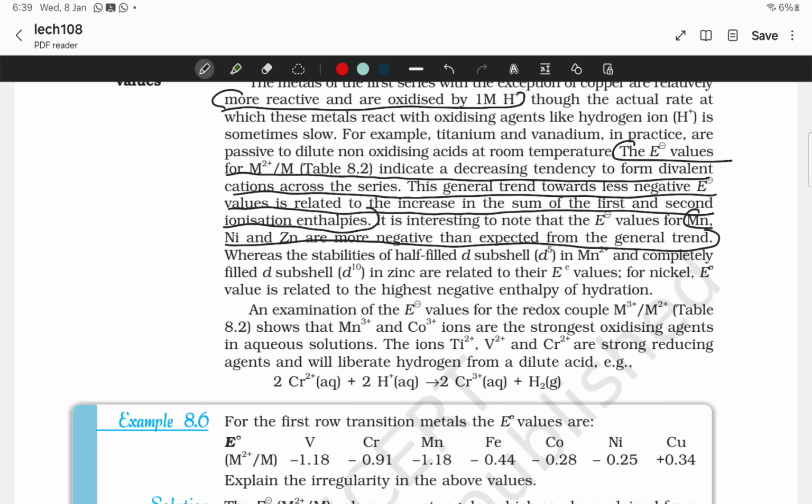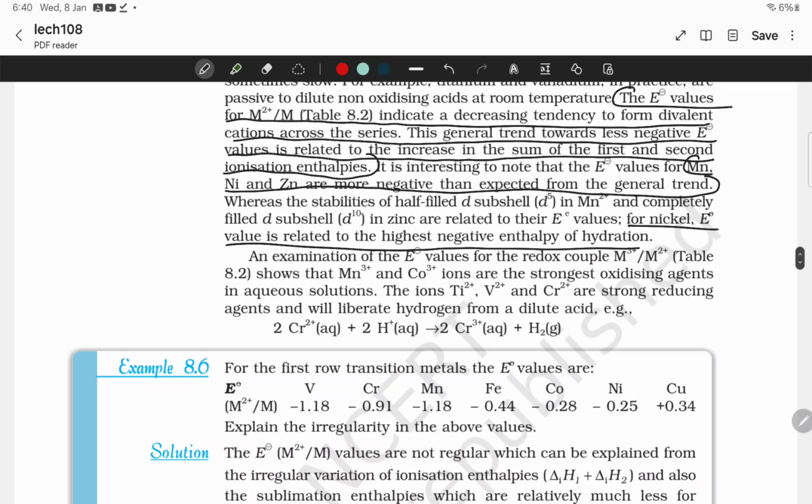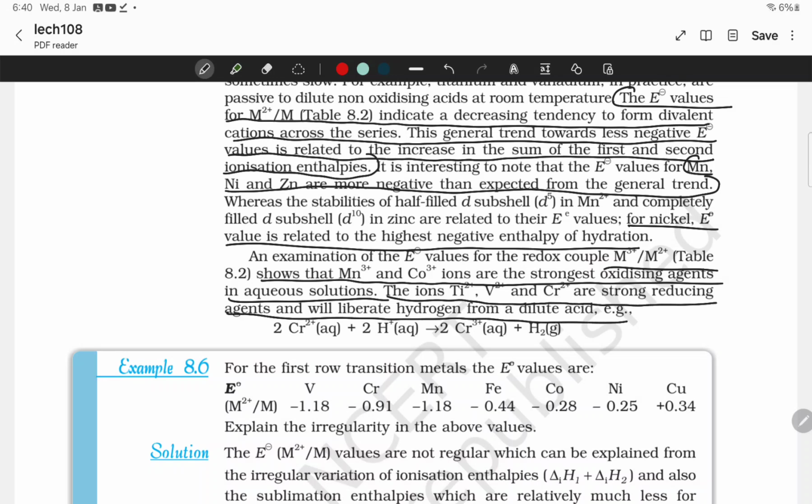The stability of the half-filled d subshell in Mn2+ and the completely filled d10 subshell in zinc are related to their E0 values. For nickel, the E0 value is related to the highest negative hydration enthalpy. The same thing I told is repeated there. An examination of E0 values of the redox couple M3+/M2+ shows that Mn3+ and Co3+ are the strongest oxidizing agents in aqueous solution. The ions Ti2+, V2+ and Cr2+ are strong reducing agents and will liberate hydrogen from dilute acids.